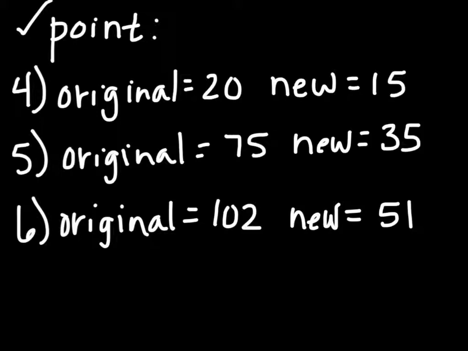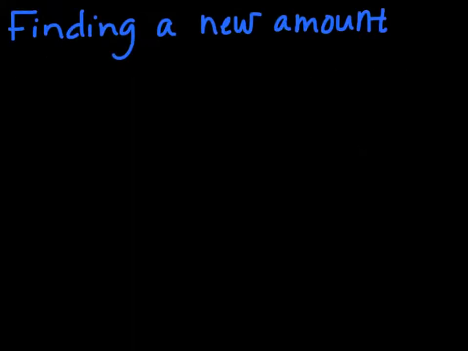Use the percent of change formula to solve for these 3 percent of decrease problems. If you know the original amount and the percent of change, you can find the new amount. First, multiply the percent of change by the original amount to find the amount of change. Then increase or decrease the original amount by the amount of change. Let's work an example that illustrates this idea.